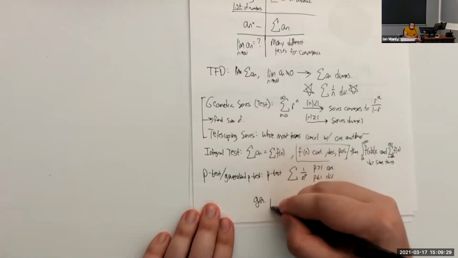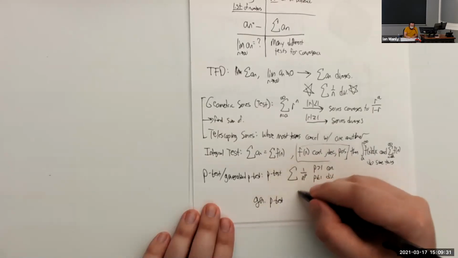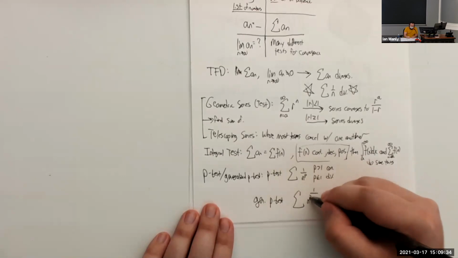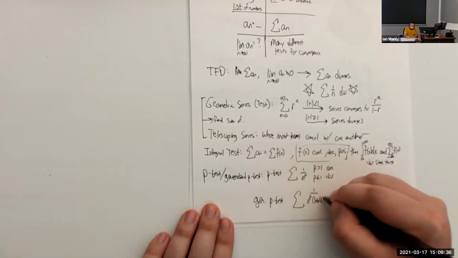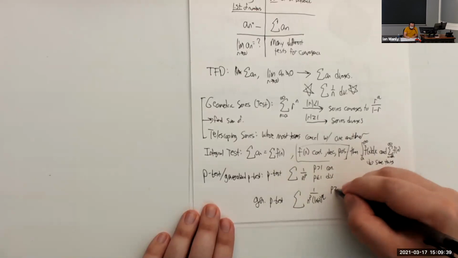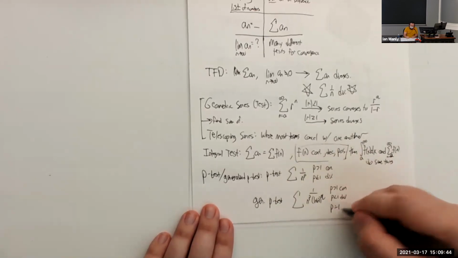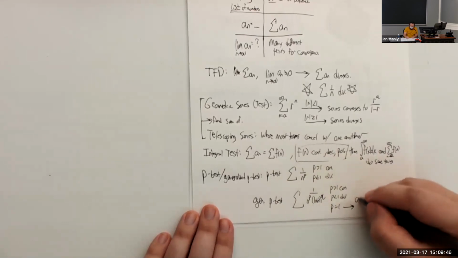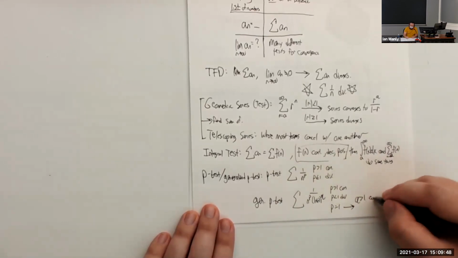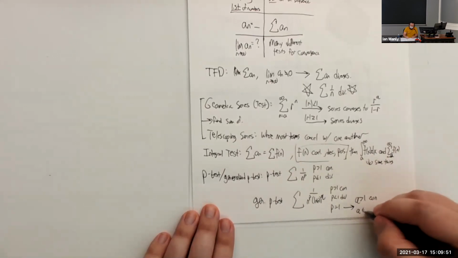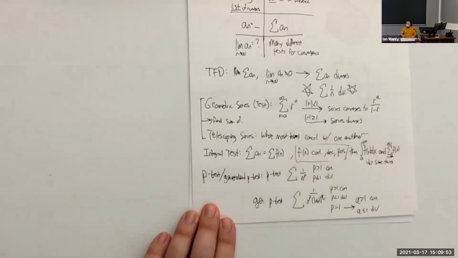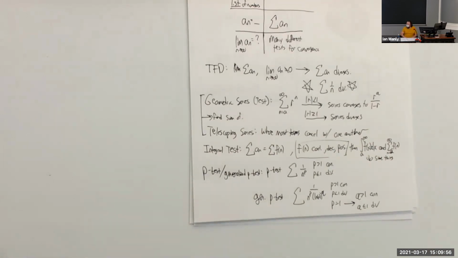And then the generalized p-test is if we decide to throw logs down there too. So in this case, if p is greater than 1, we converge. If p is less than 1, we diverge. But if p is equal to 1, then we end up going to q. So it's like a tiebreaker. So if q is greater than 1, we converge. But if q is less than or equal to 1, then we diverge. So q only is going to be impactful if your p is exactly equal to 1.